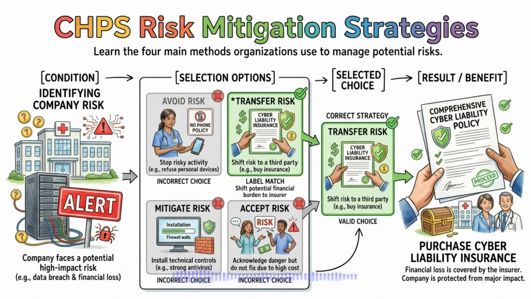You can mitigate the risk by implementing technical controls, like installing strong antivirus software. Finally, you can accept the risk, which means acknowledging the danger but deciding that the cost to fix it is far greater than the potential impact.